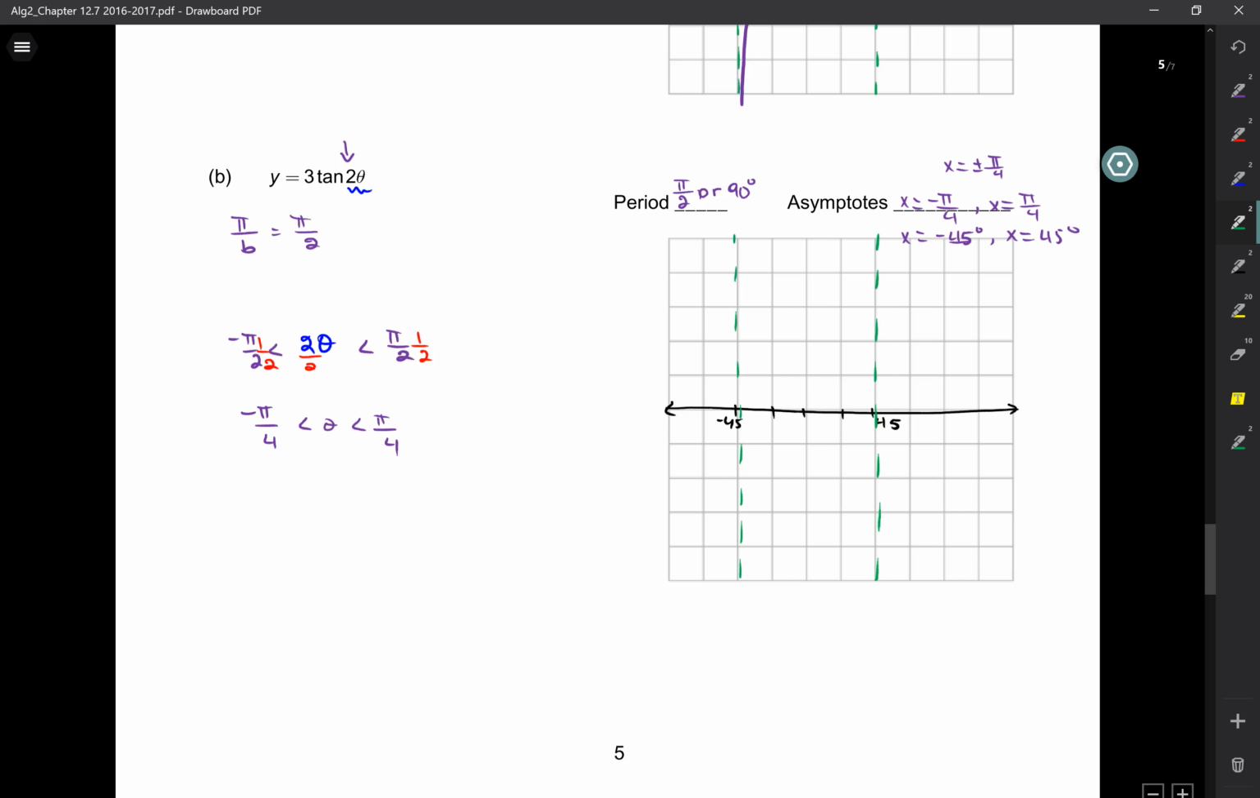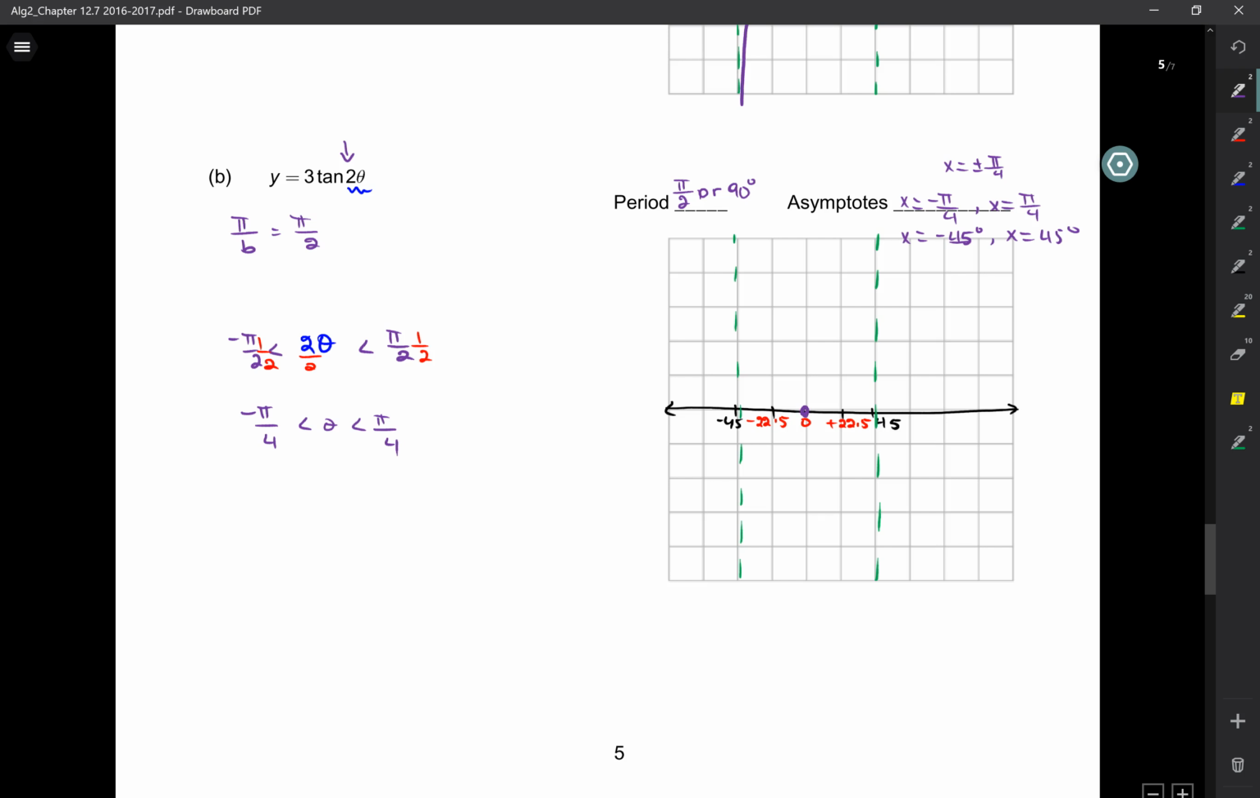Now, what's the halfway point? What's the midpoint between 0 and negative 45? Negative 22.5. Oh, positive, sorry. Positive 22.5. All right, so here's what I said before. At 0, tangent is always what? 0. Because tangent of 0 is 0.